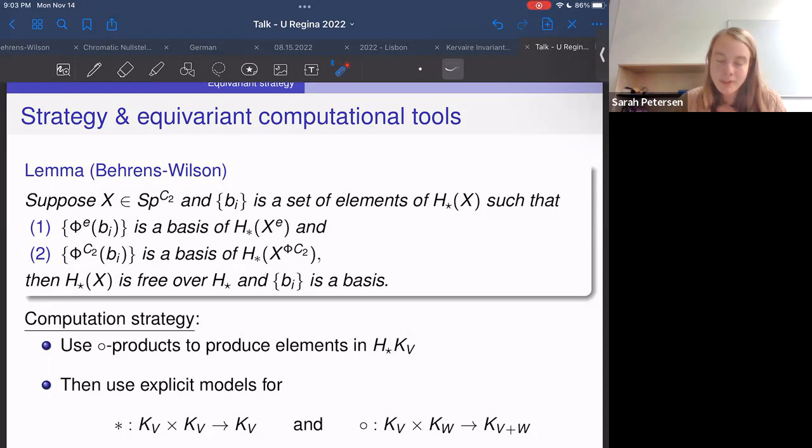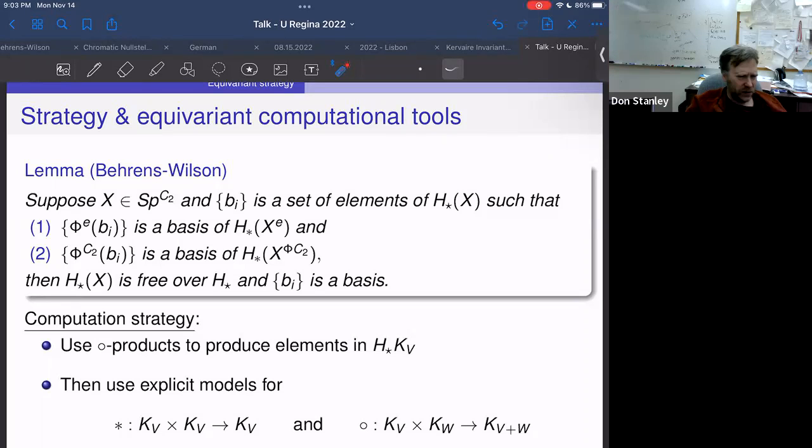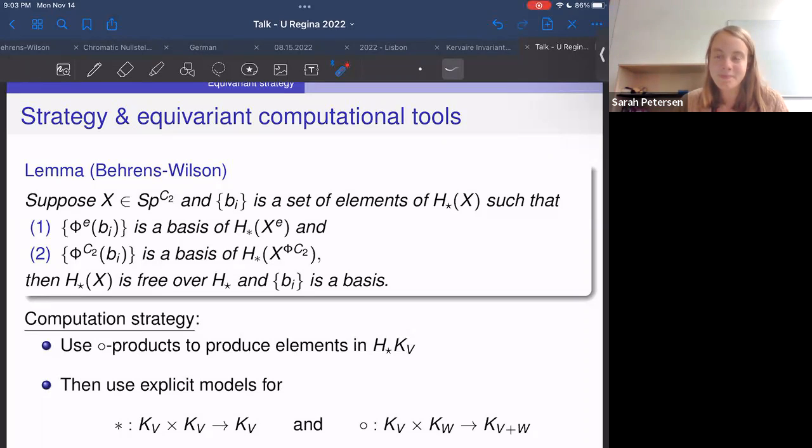No, it's not homotopy fixed points, but since this talk is about spaces, the spectra I would be considering would be the suspension spectra of spaces, and geometric fixed points of the suspension spectrum is going to be the same thing as the suspension spectrum of the fixed points of that space. So it just means the C2 fixed points. Yep, exactly.